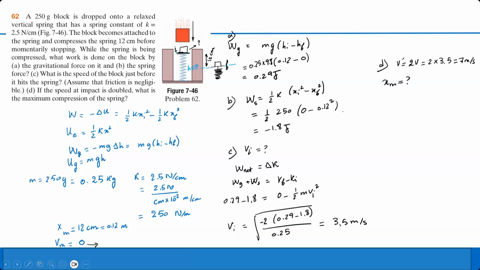So this is basically solving the problem all in reverse. I have reversed the whole thing. Rather than knowing X max and using it to find the work done by the spring and the work done by gravity and then deducing the speed from the work energy theorem, I will go the other way around. I will find the work done by the spring from the kinetic energy, from the work energy theorem.